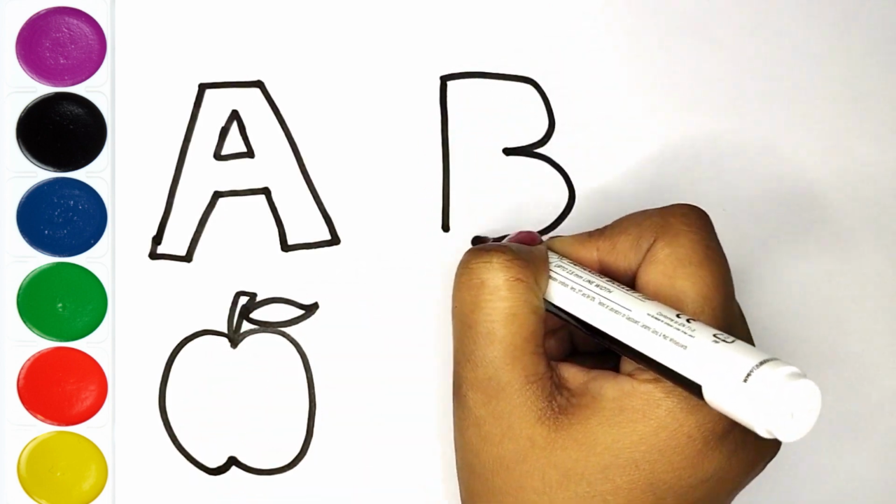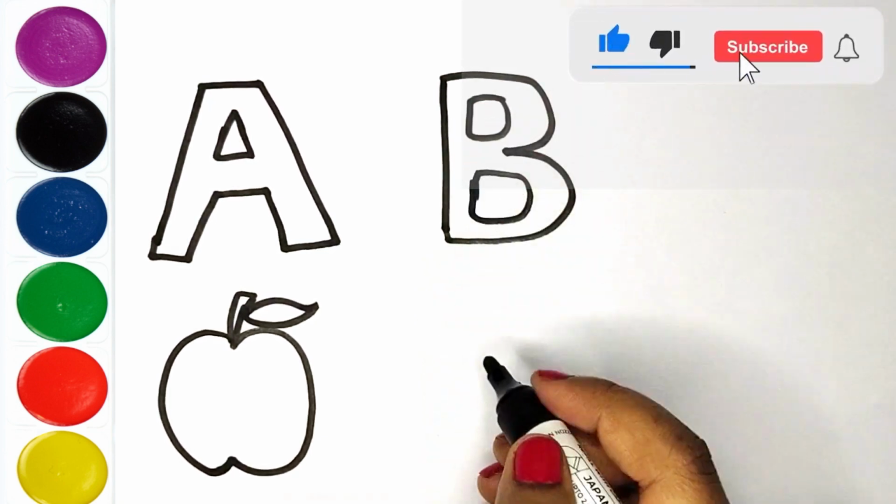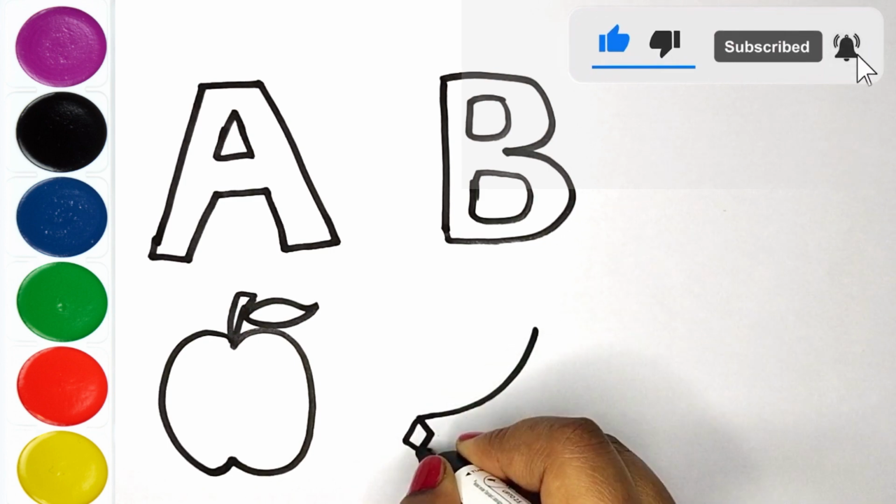Now I am drawing the letter B for banana. Let's draw the banana.